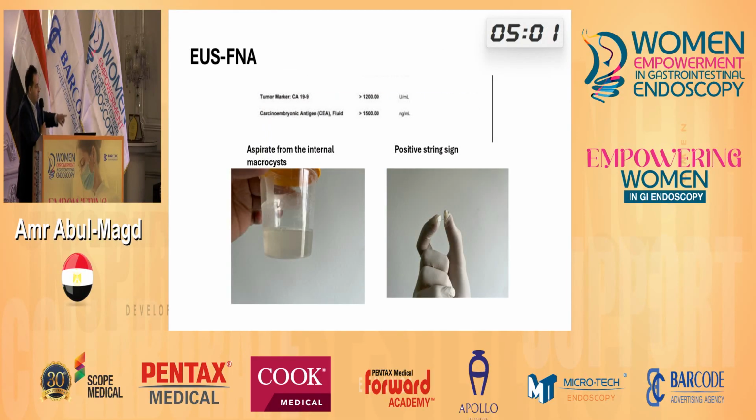So I started to insert the needle in the microcystic area of this cyst, and I found this thick, whitish material with a positive string sign. This is ideal of IPMN. And the aspirated CEA and CA 19-9, once elevated, indicate a mucinous cystic neoplasm.